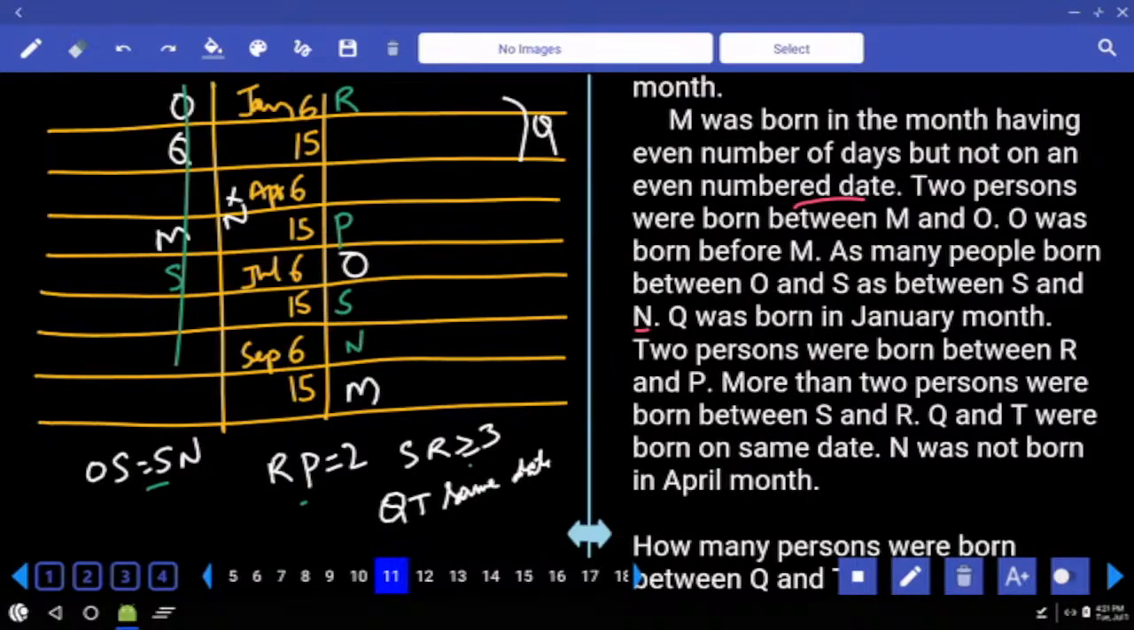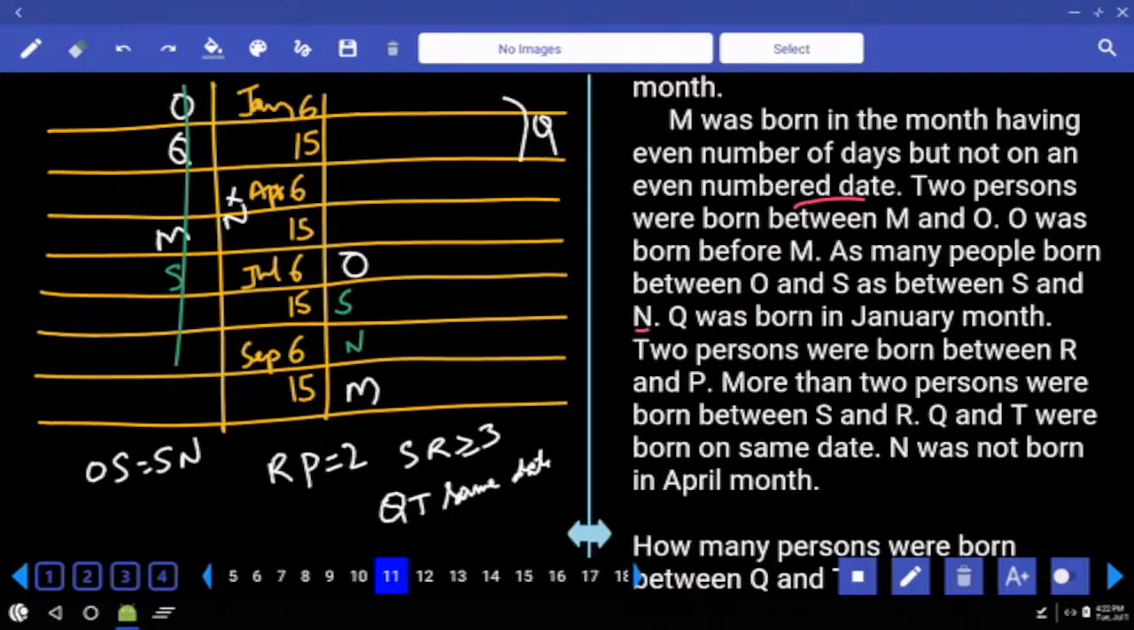The next one, N cannot be in the month of September. Then S and R, how many people? Greater than or equal. Q and T were born on the same date. Now Q and T same date, not possible. Hence, S and N cannot be in these 2 places. S and N cannot be here.